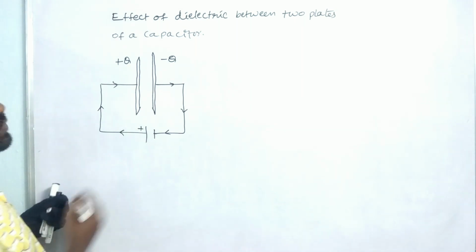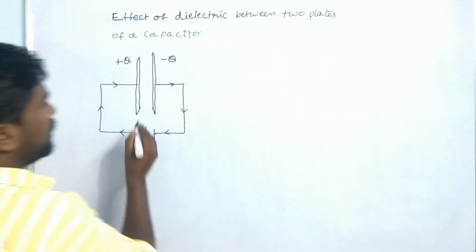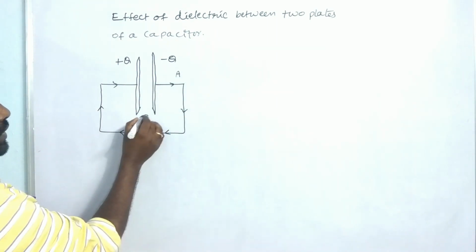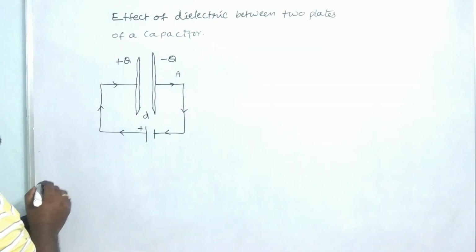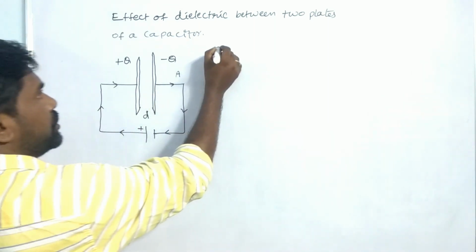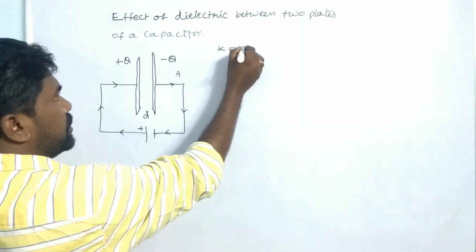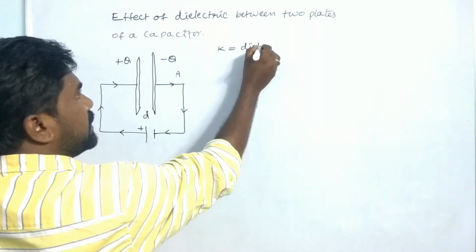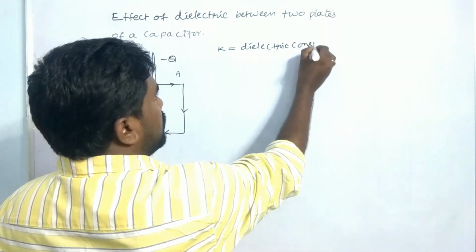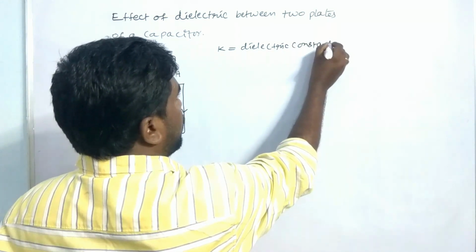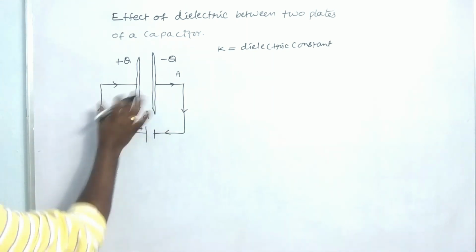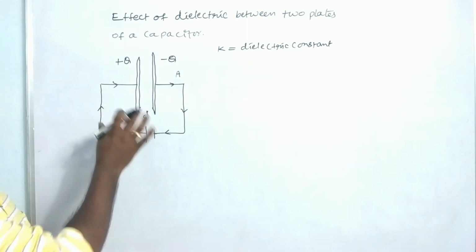So the effect of a dielectric between two plates of a capacitor. These two plates have an area of A, and the distance between them is D. Whenever we take a dielectric with the constant K, K is the dielectric constant. Okay, dielectric constant.